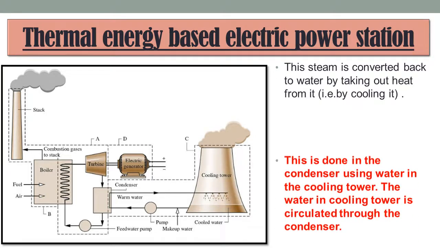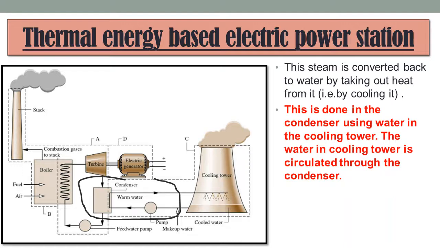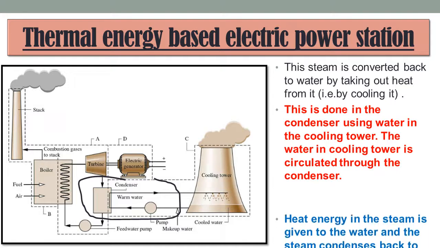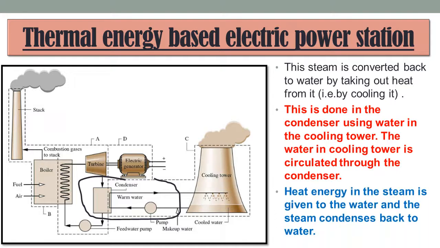And this is done in the condenser using water from the cooling tower. The water in the cooling tower is circulated through the condenser, and heat energy in the steam is given to the water, and the steam condenses back to water. The heat absorbed by the water is then released to the atmosphere through vapor and heated air through the cooling tower.